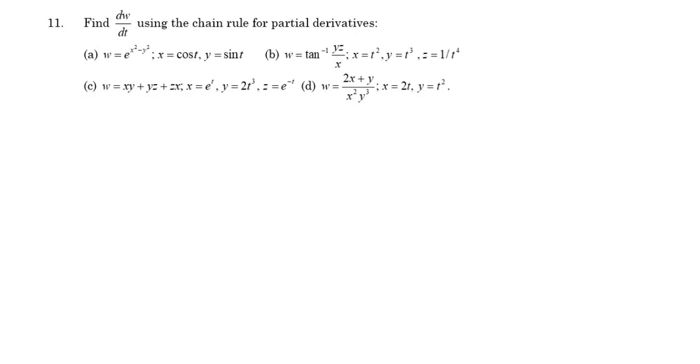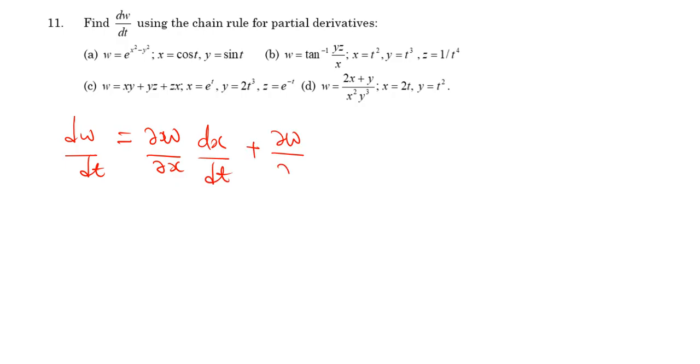Depending on how many variables you are dealing with, generally you're going to say that dw over dt is just going to be the partial of w with respect to x, times dx over dt, then you add the partial of w with respect to y, times dy over dt, plus the partial of w with respect to z, times dz over dt.